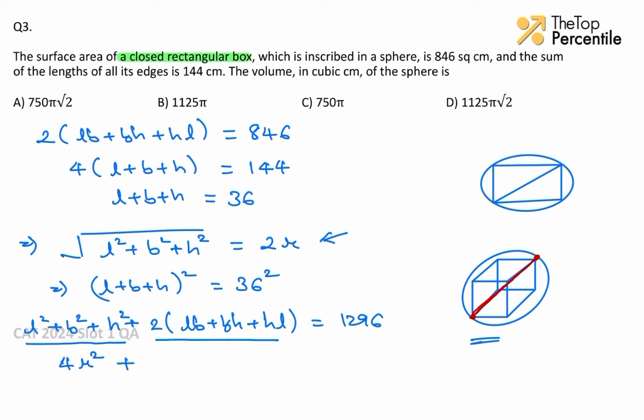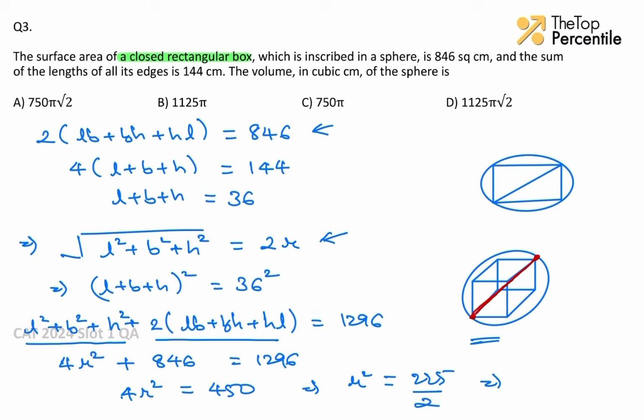This value I already have. It will be 846. This will be equal to 1296. So 4R square will be 1250 and 450. Further, R square will be 225 by 2. R will be 15 by root 2.